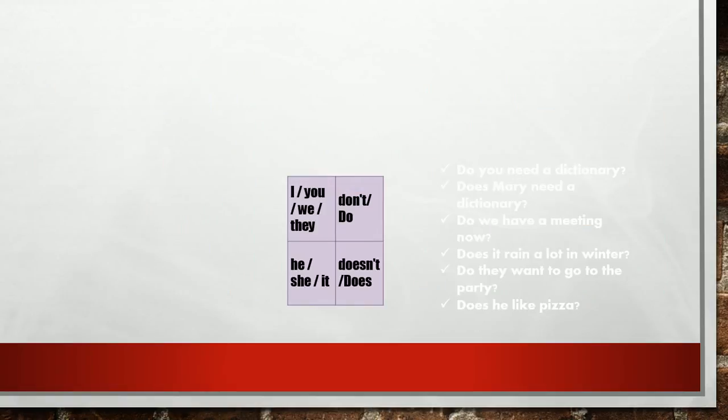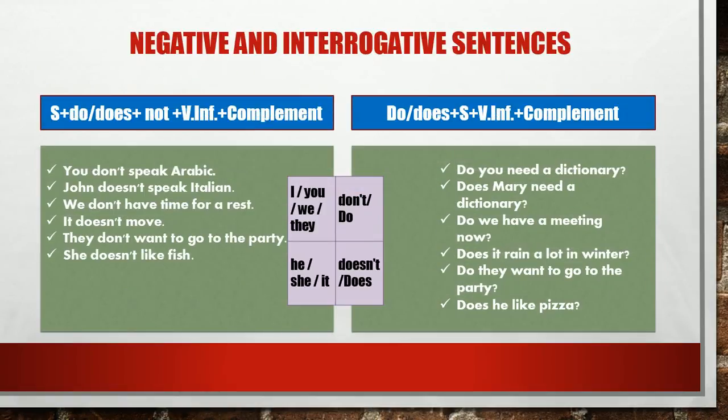Okay, let's continue. Here we have the negative and interrogative sentences. The negative and interrogative sentences have a particular structure, and something important appears.